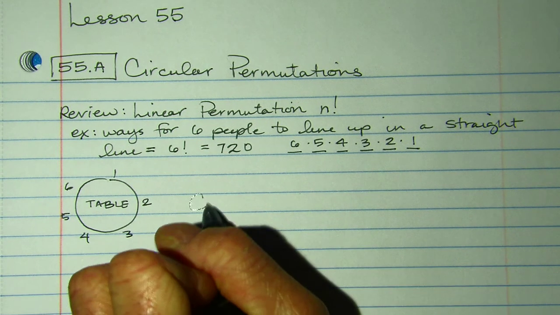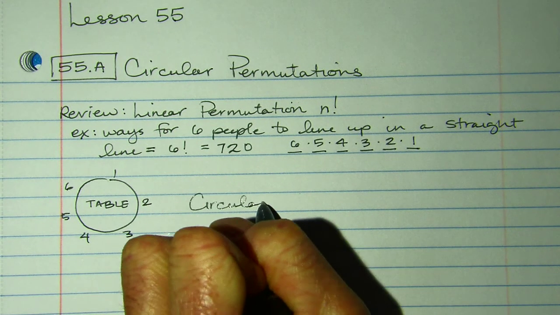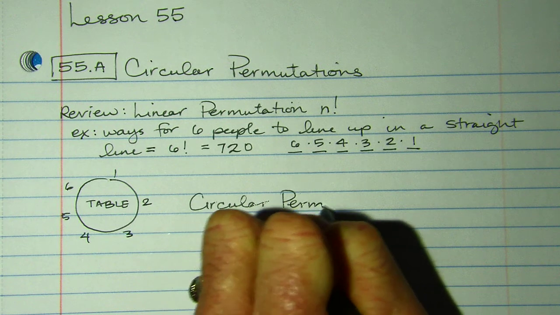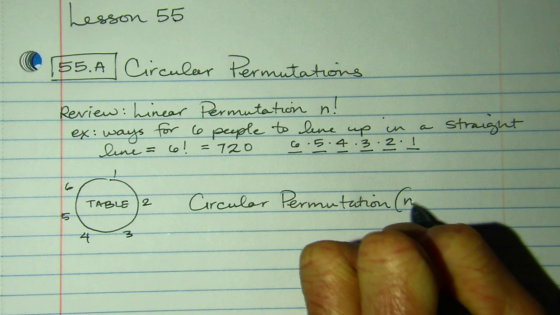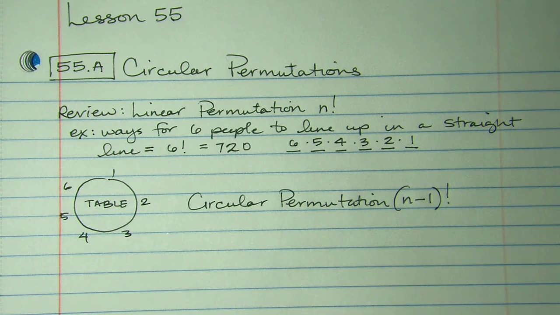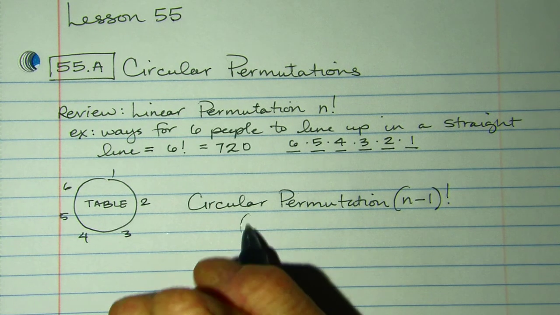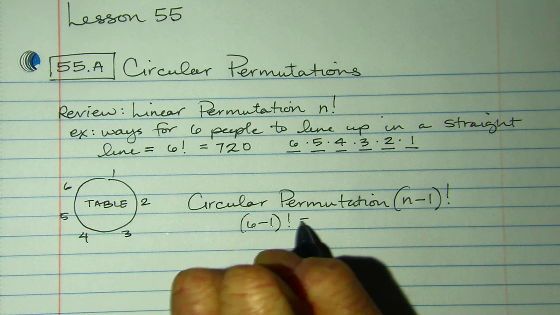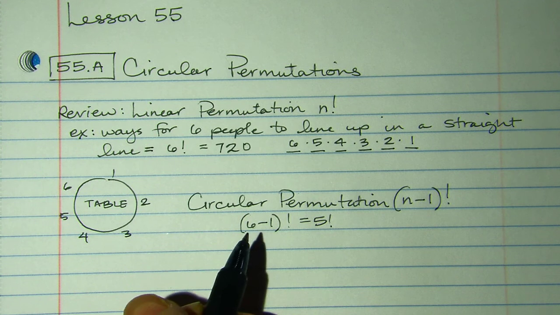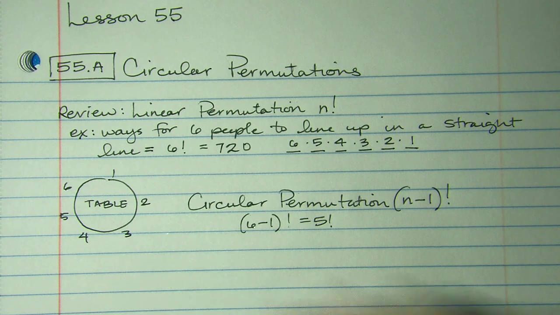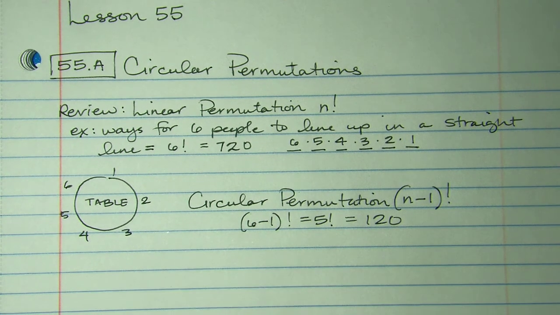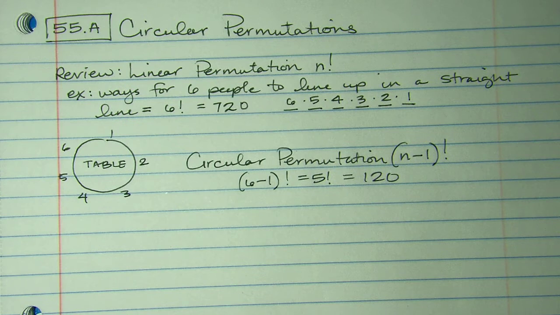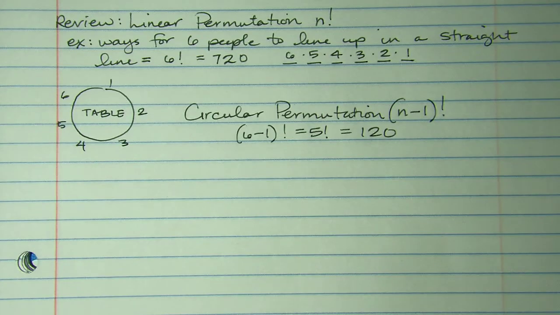So a circular permutation should be n minus 1 factorial. And that's it. So in this case, it would be 6 minus 1 factorial, which is 5 factorial. I don't have that memorized. 5 times 4 times 3 times, so 120. Okay, so we'll do 2 examples, and I think that would suffice.